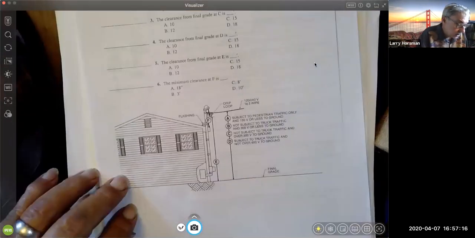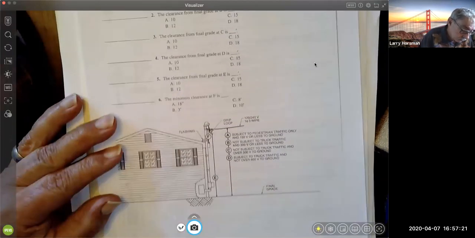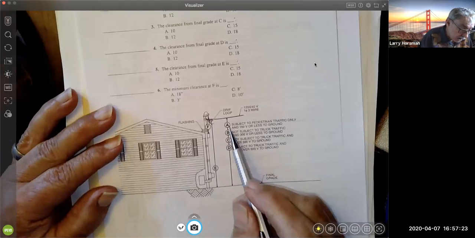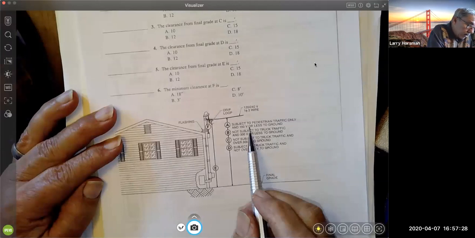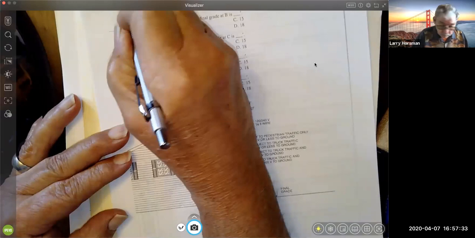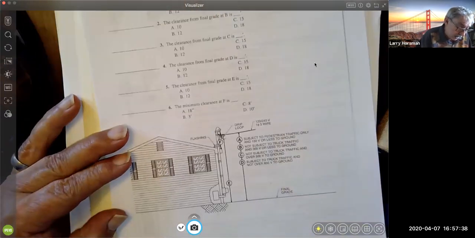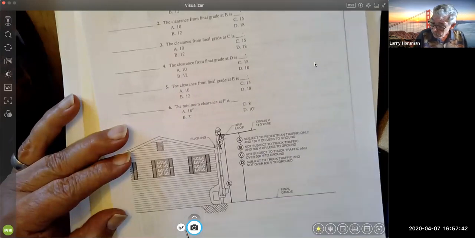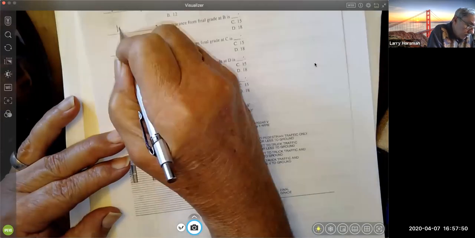So the first one, clearance from final grade at A, subject to pedestrian traffic only and 150 volts or less to ground, is 10 feet. A. Clearance from final grade at B. B says not subject to truck traffic and 300 volts or less to ground. That would be 12 feet. B.